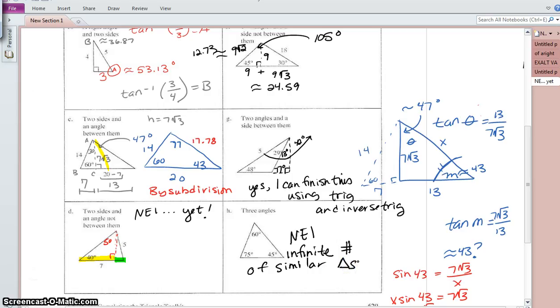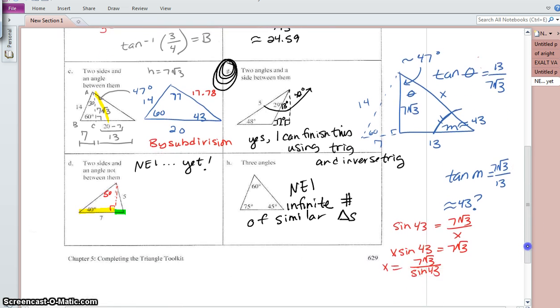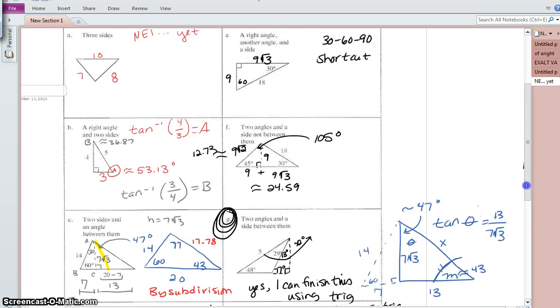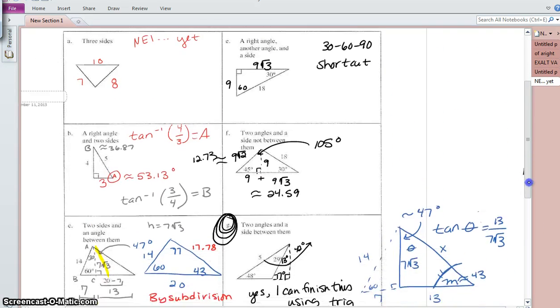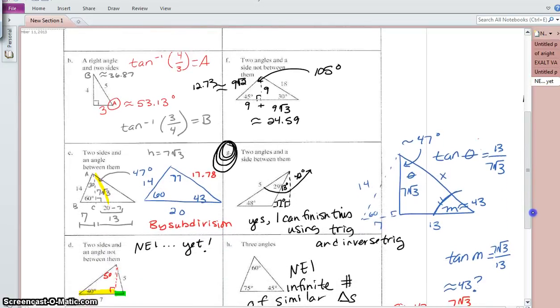So I would like you to finish the triangle given in G. And I would like you to have a copy of all of these finished triangles and the work done to finish them.